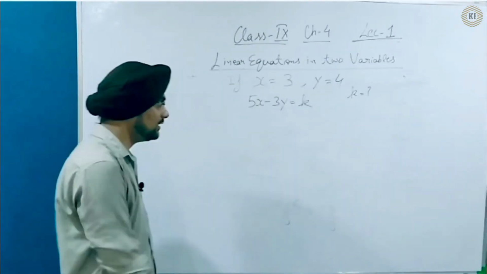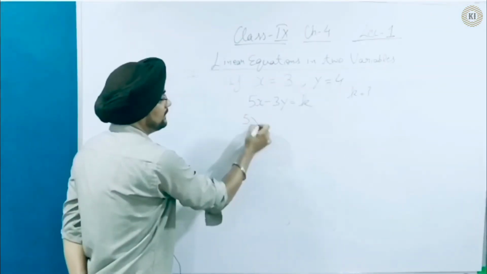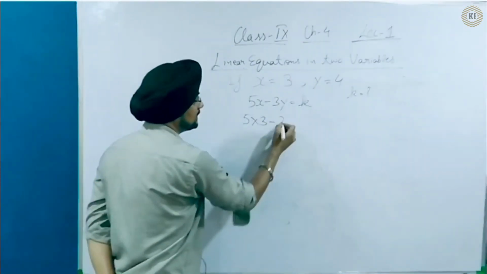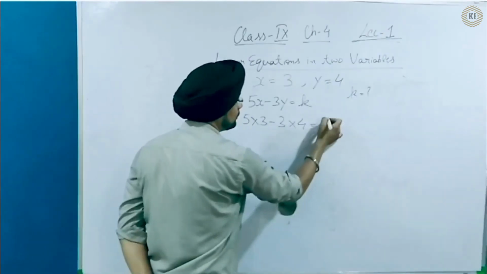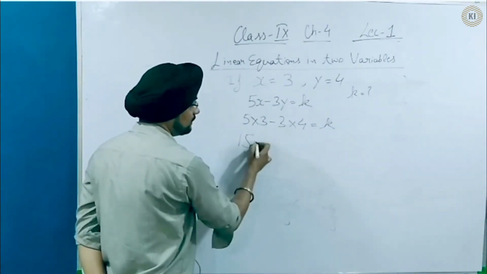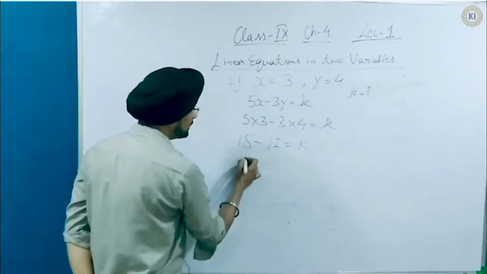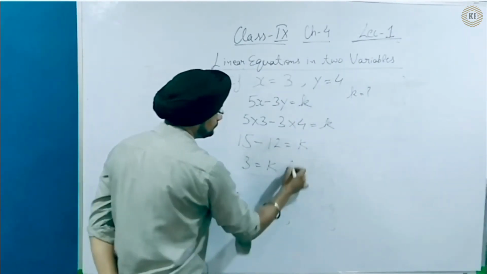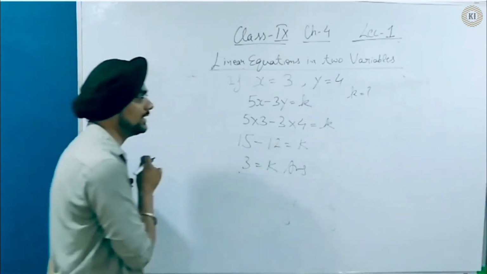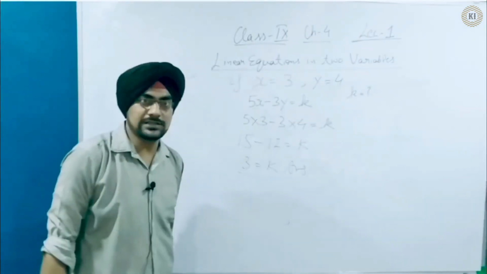What do we do here? Put the values of x and y in this equation. So 5 into 3 minus 3 into 4. So 5 into 3 will be 15. 3 into 4 will be 12. So 15 minus 12 will be your 3. And this will be the value of k. So this will be the fourth type of question which you are getting in your examination.